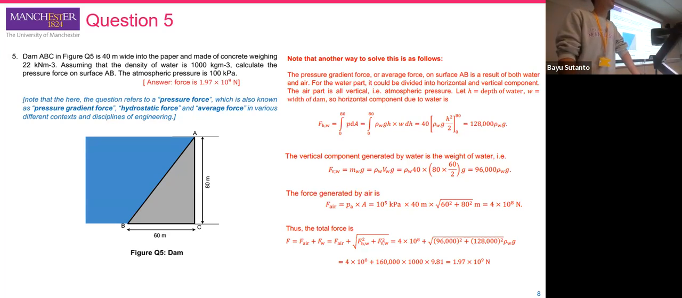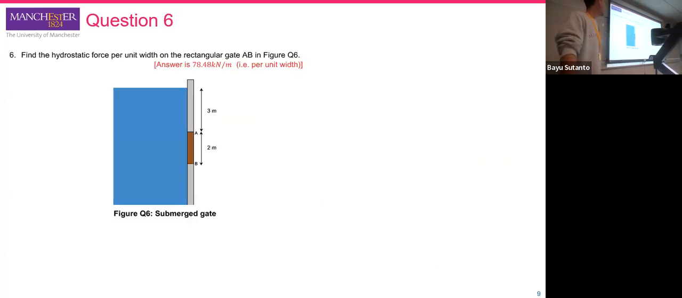No? Okay, this is question number 6. We have the hydrostatic force, but we need to find the hydrostatic force per unit width on the rectangular plate. It is 80. This is the same. We have W but it is not defined, so we need to find the force per width, or F per W.